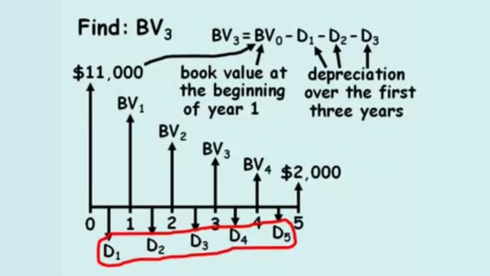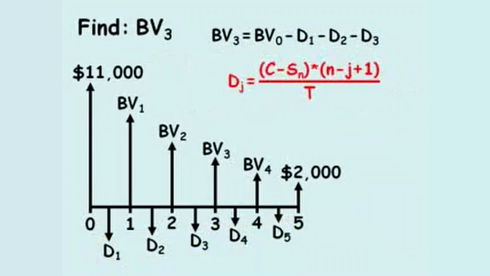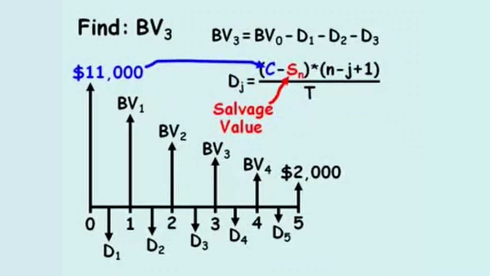The depreciation in year j equals C minus Sn times the quantity n minus j plus 1, all divided by t. In this equation, C equals the initial book value of the asset, $11,000. Variable Sn equals the salvage value at the end of year n. Since we only know the salvage value, or the book value, at the end of year 5, we'll substitute in n equal to 5, which makes the variable Sn equal to $2,000.